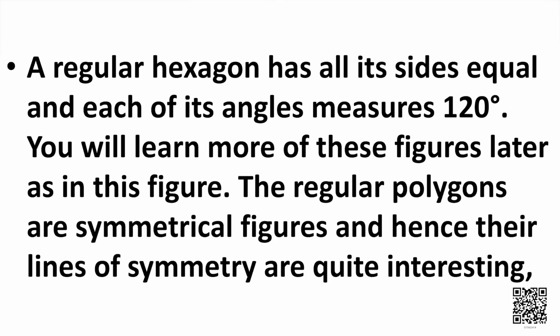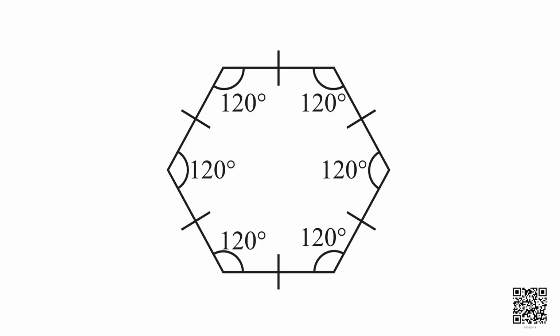Now, if we move on to a regular hexagon. So students, a regular hexagon has all its sides equal and each of its angles measuring 120 degree. You will learn more of these figures later, but right now you can see a regular hexagon in this figure. The regular polygons are symmetrical figures and hence their lines of symmetry are quite interesting students. So students, each regular polygon has as many lines of symmetry as it has sides, but we say they have multiple lines of symmetry as well.